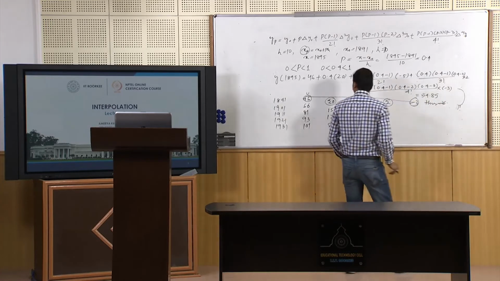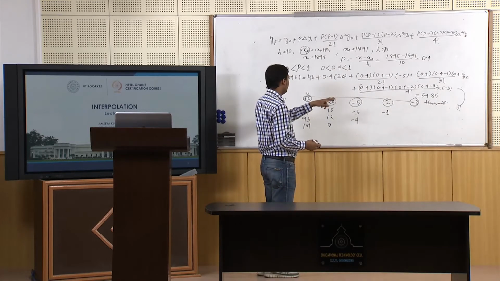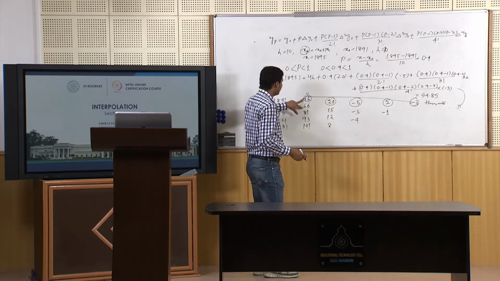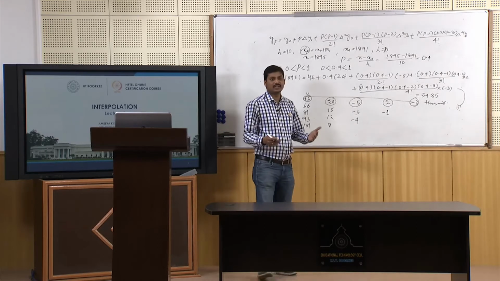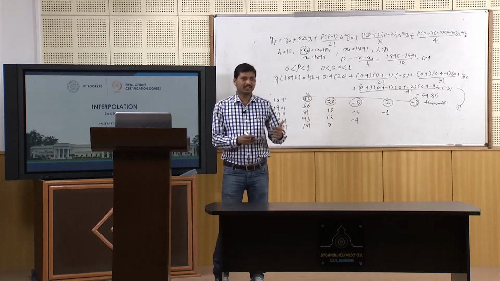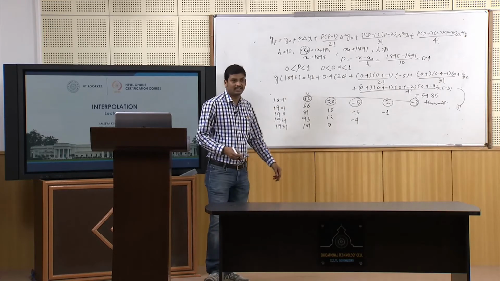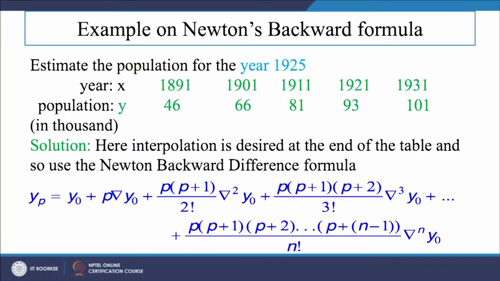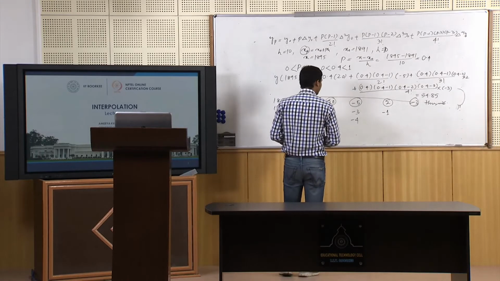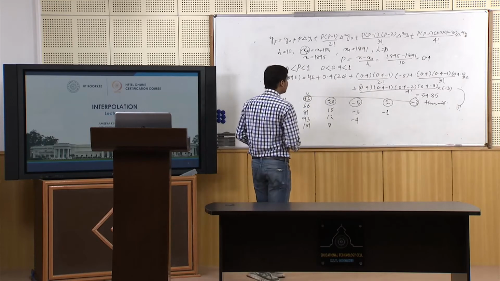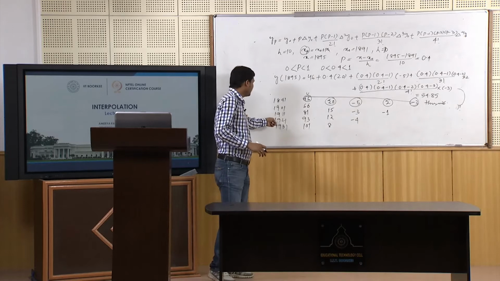If you look at the population sizes given here, this should lie between 46 and 66. That is why this population size is accurate, in line with the increment of the values in the preceding years. If all of these values are known to us, we can use the backward difference formula if the value is asked at the end of the table.